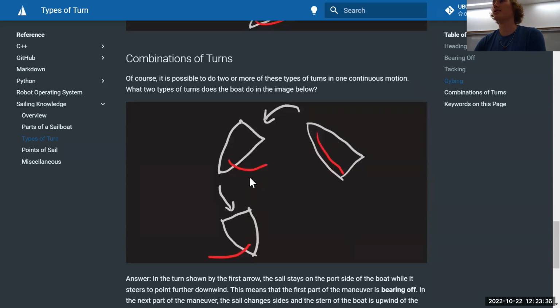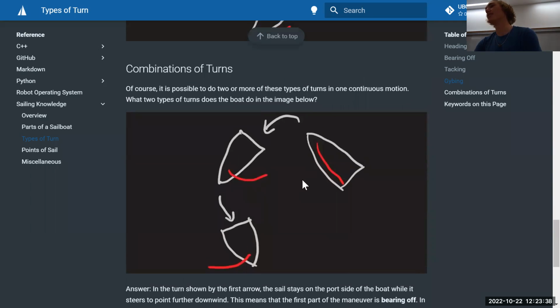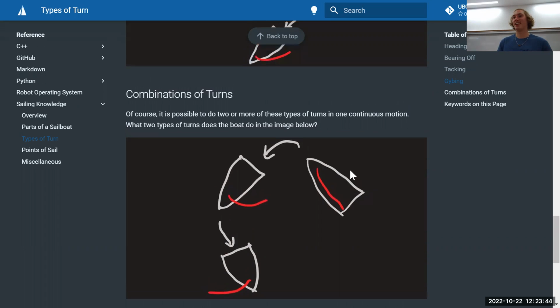And then you can do combinations of turns at once. So this is really 2 turns back to back. And I'm wondering, does anyone want to take a guess at what types of turns these are? I totally didn't show the answer on screen.